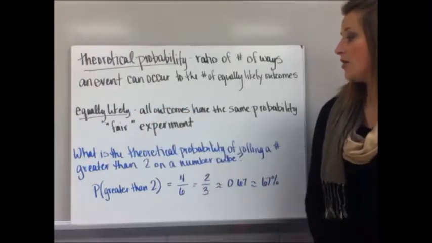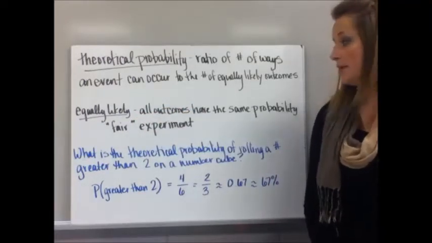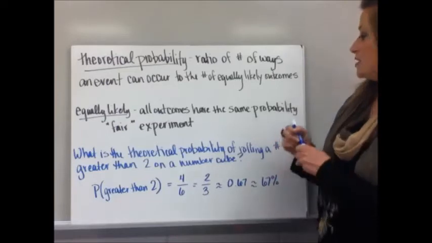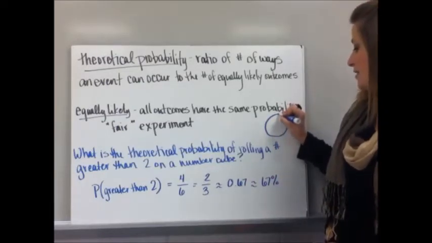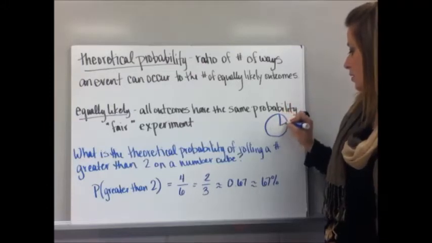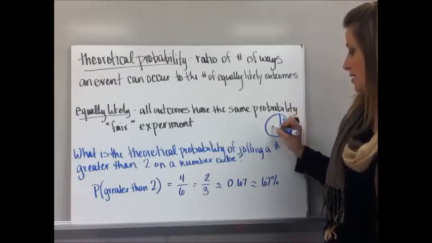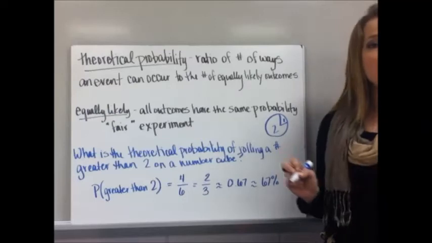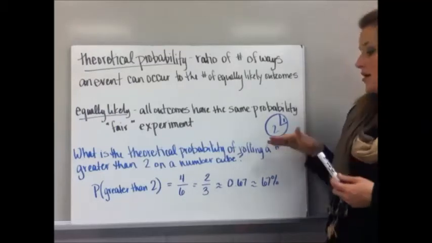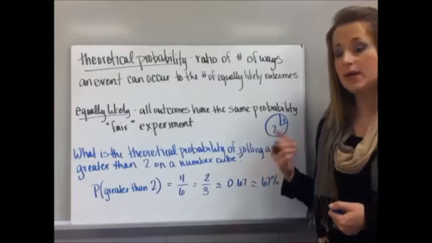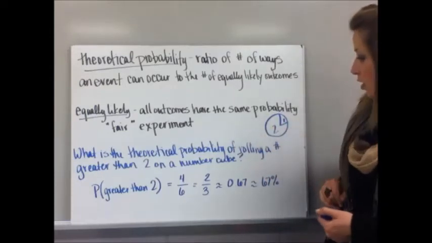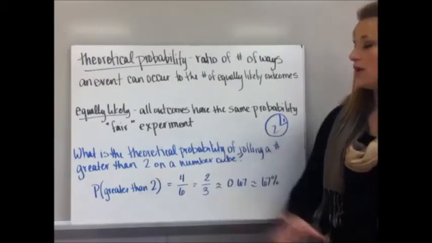Equally likely means all the outcomes have the same probability. It is a fair experiment. An example of something that would not be fair: if I have a spinner and one piece of the pie is valued at 1 and the other piece is valued at 2, this is not a fair spinner, because you can tell by looking at it I am more likely to spin a 2 than a 1. So here's a question for you.